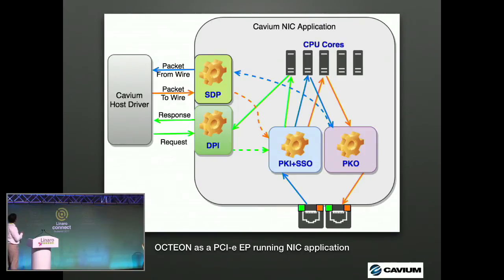So if you trace the blue line, it represents a packet coming from the wire. So the packet comes in from the wire into our packet input hardware.